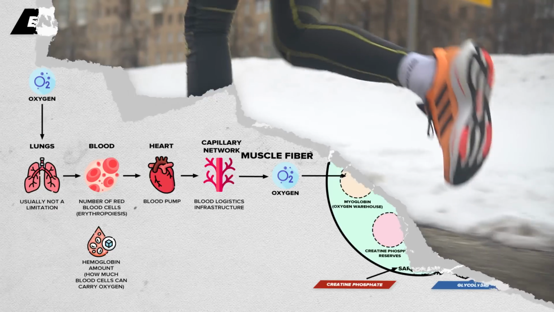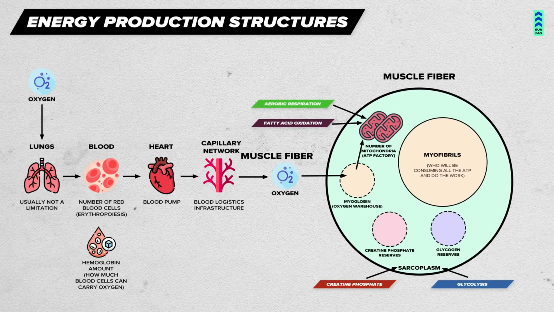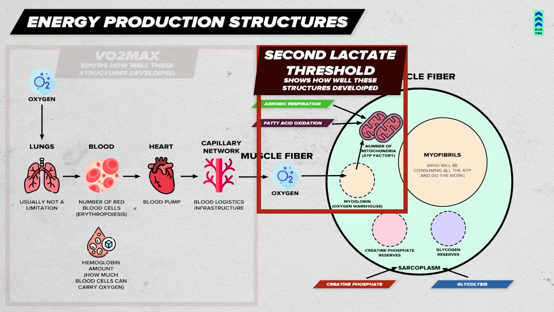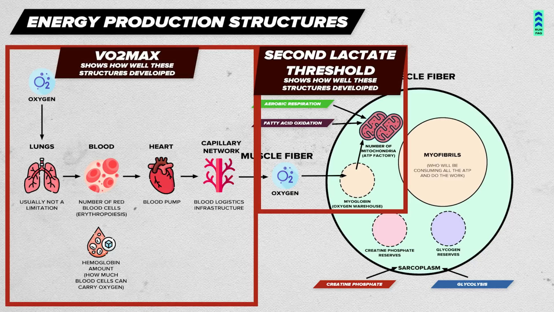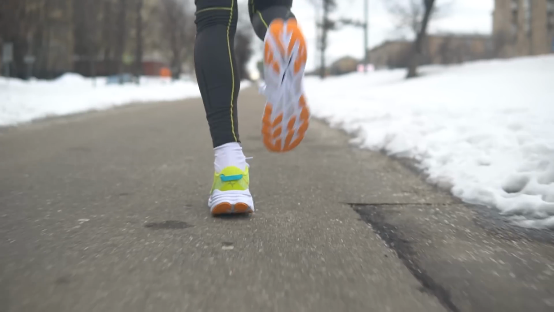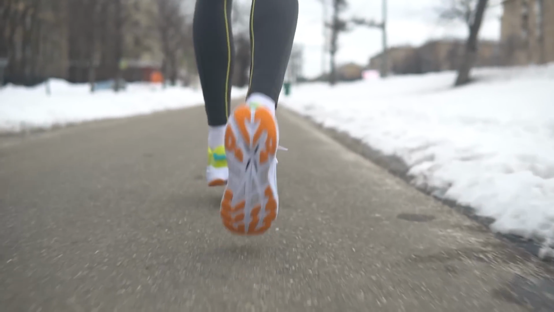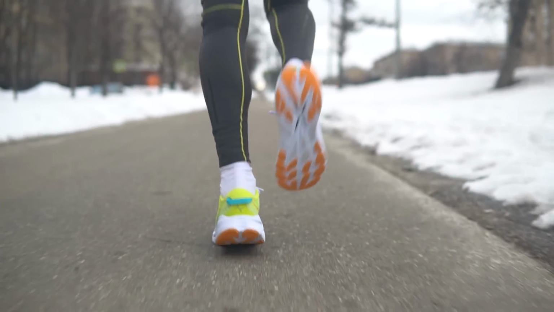The second lactate threshold reflects the efficiency of your oxygen consumption system, which involves mitochondria and myoglobin inside the cells. VO₂ max, on the other hand, measures the capacity of your oxygen delivery system, including your heart, blood, and capillaries. Both systems are crucial for overall performance. These examples highlight the importance of a balanced, well-designed training plan to achieve optimal growth.